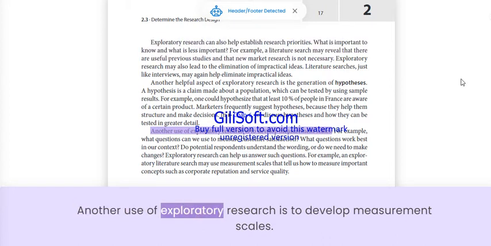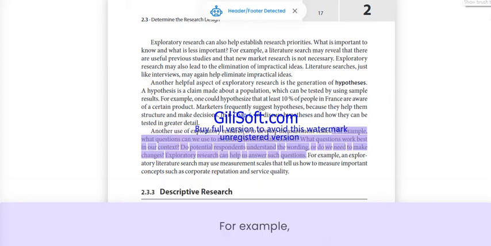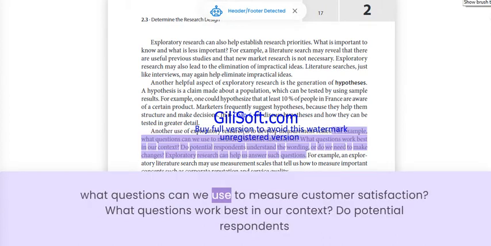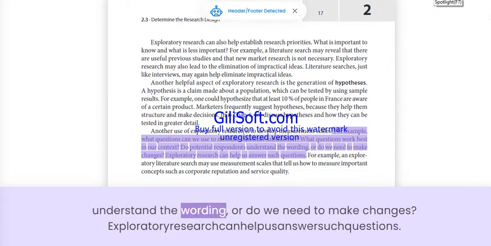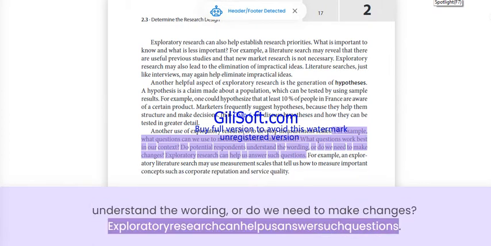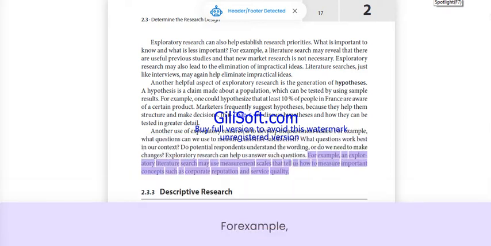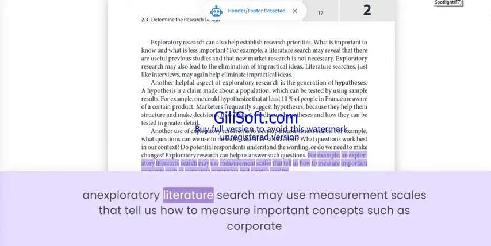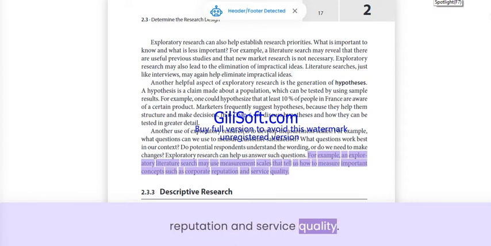Another use of exploratory research is to develop measurement scales. For example, what questions can we use to measure customer satisfaction? What questions work best in our context? Do potential respondents understand the wording, or do we need to make changes? Exploratory research can help us answer such questions. For example, an exploratory literature search may turn up measurement scales that tell us how to measure important concepts such as corporate reputation and service quality.